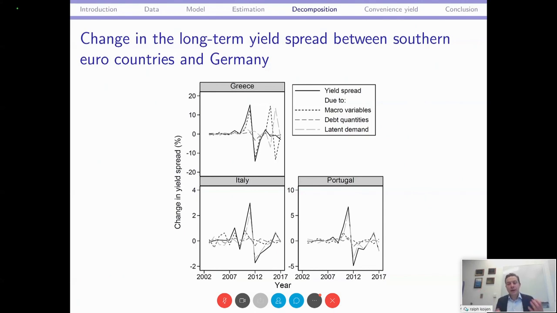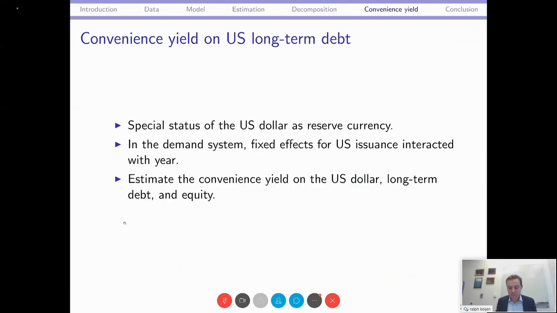And so that gives you a better understanding as to where the price dynamics comes from, instead of just seeing all the yield spreads spike up and come down at the same time. So we can truly attribute every variation in the yield or in equity prices to any given investor. Okay, so as a last application, what we do is we look at the convenience yield on U.S.